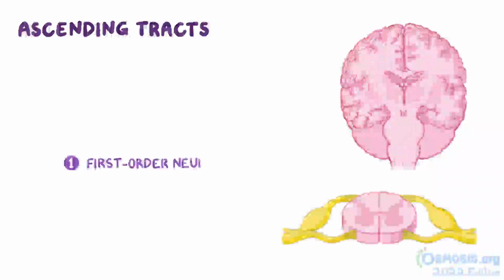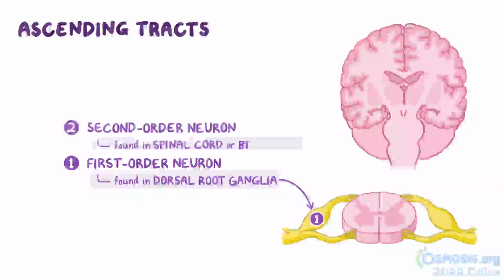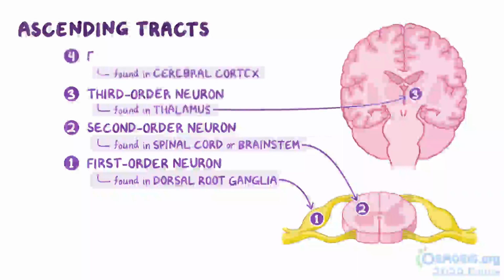The first-order neurons are those found inside dorsal root ganglia. These neurons gather sensory input from different receptors, such as touch or pressure receptors, and send it to the second-order neurons found inside the spinal cord or brainstem. Second-order neurons then transmit the information to the third-order neurons located inside the thalamus, and then the thalamus relays the information to the cell bodies in the cerebral cortex, the fourth-order neurons.